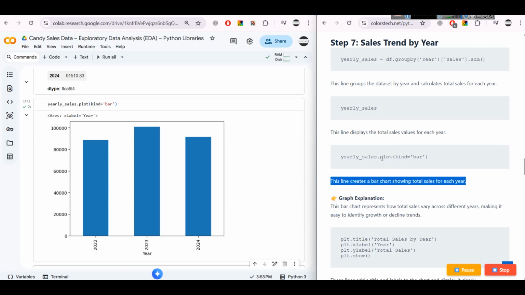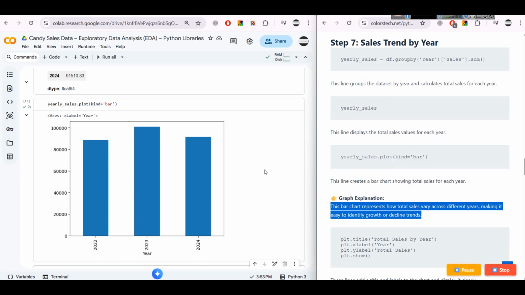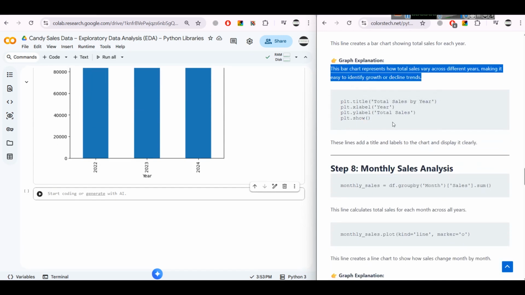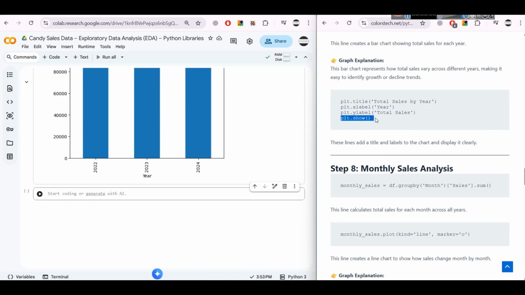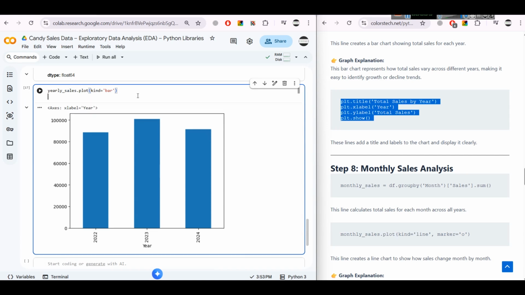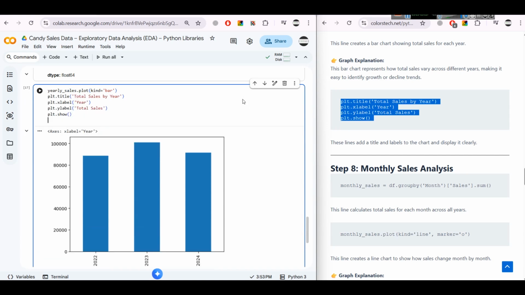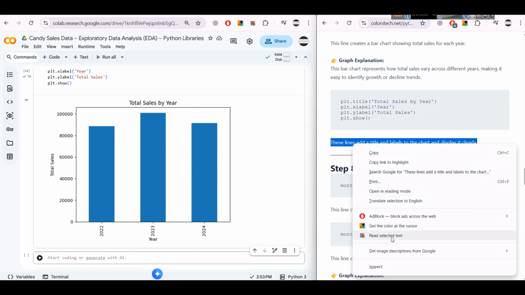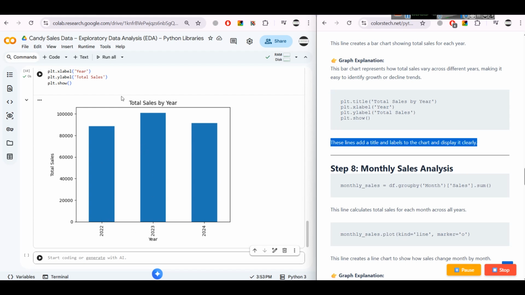This line creates a bar chart showing total sales for each year. This bar chart represents how total sales vary across different years, making it easy to identify growth or decline trends. These lines add a title and labels to the chart and display it clearly.